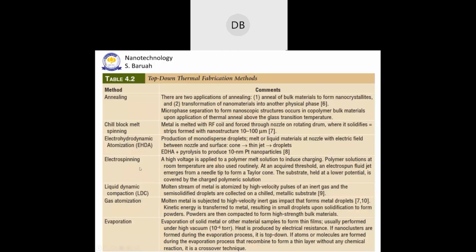Then there is this process called electrospinning. This again is used mostly for polymers, okay, to make very thin fibers, nanometric size. We call them nanofibers. So this is mainly for polymer samples.